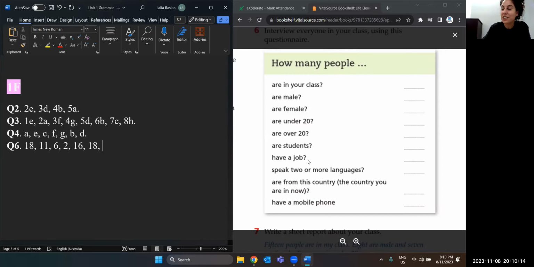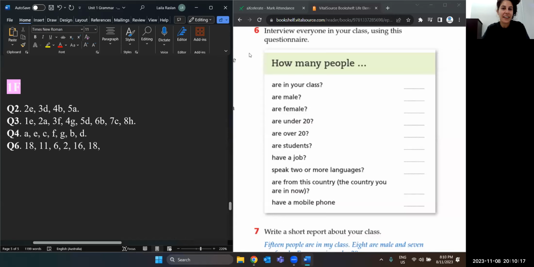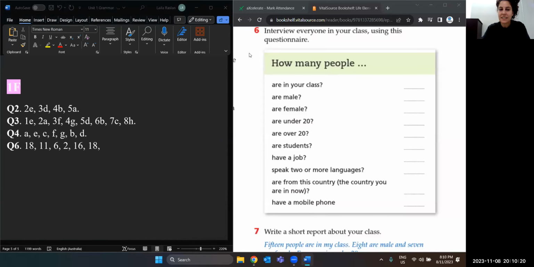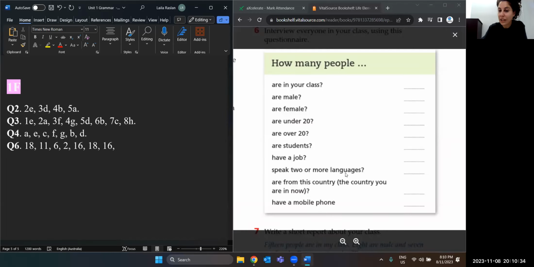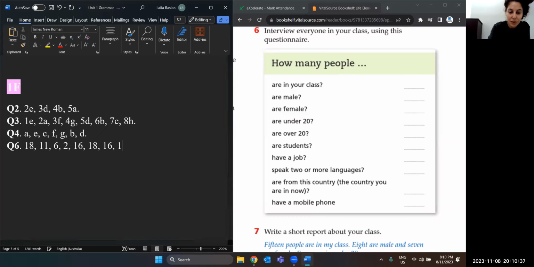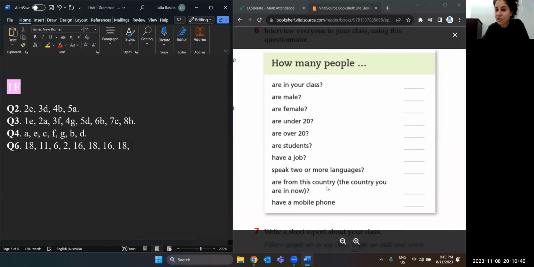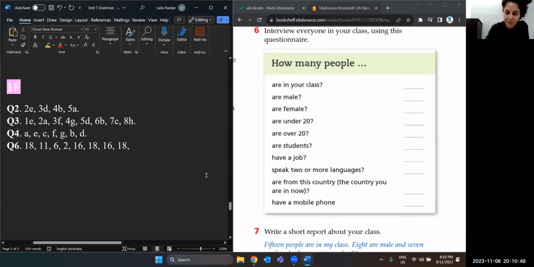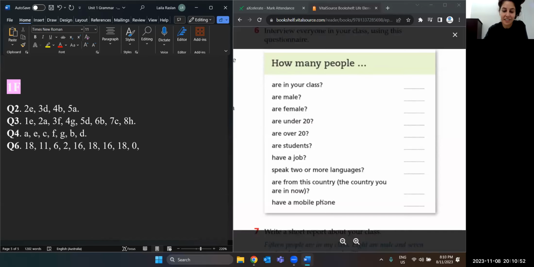Okay, so how many people have a job? 15? Maybe online. Vivi, Clayton, he has a job. 16? Okay, so we can put about 16. How many speak 2 or more languages? Well, everyone, because at least you speak English and your native language, so that's already 2. So that's everyone. Are from this country? 0. And have a mobile phone. Everybody has, I think everyone has a mobile phone.